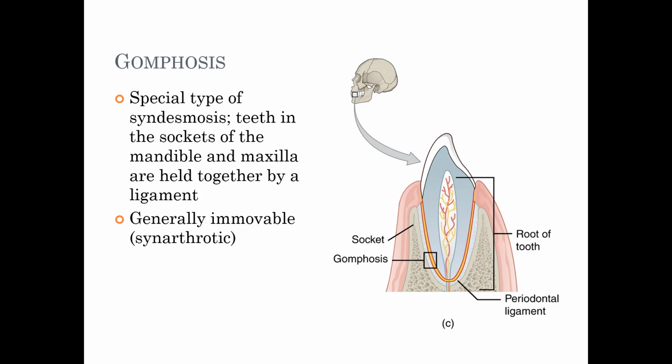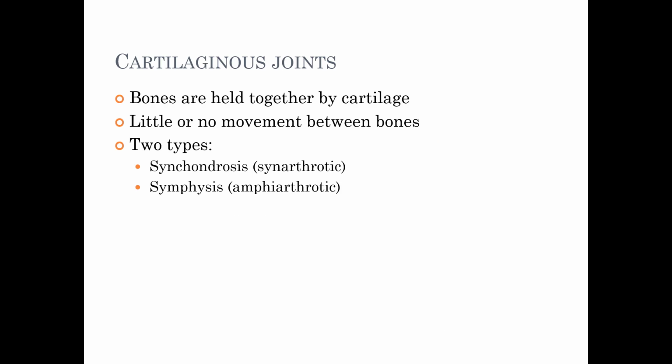And finally, we have the gomphosis, and the gomphosis is found in the joint between your teeth and the bone that they socket into. So it's either the mandible, which is the lower jaw, or the maxilla, which is the upper jaw. So those are bones, of course, and then the teeth will slot into that. They're generally immovable, so your teeth don't move within their sockets, and so they're synarthrotic. Again, there's a small amount of ligament that holds the tooth in place.